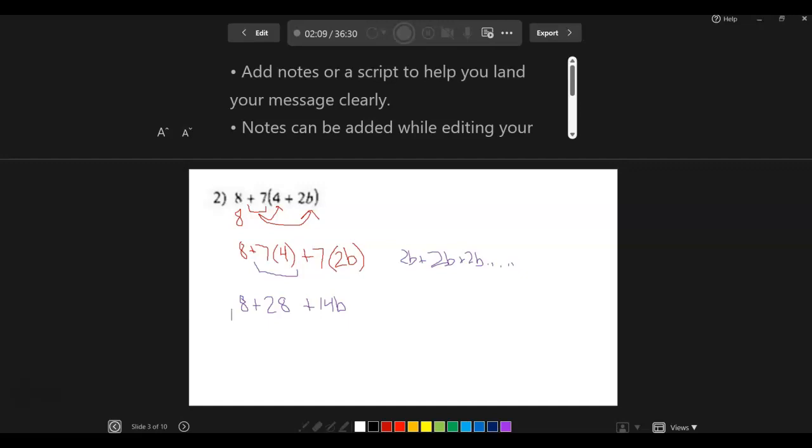So here are my like terms, 8 and 28. The b's are by themselves. So 8 plus 28 will give me 36. So 36 plus 14b would be my final answer here.